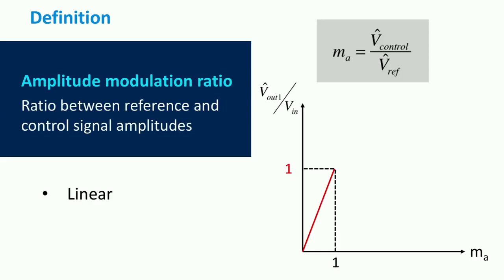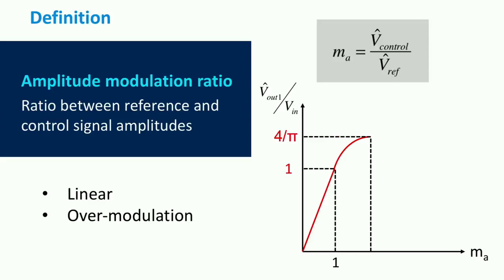This mode of operation extends up to the point where the amplitude of the sine control signal is equal to the sawtooth reference signal. At this point, the inverter enters in the so-called over-modulation region, where the output voltage amplitude continues to increase until a specific value of MA, for which the inverter starts working in a square wave mode. In this mode of operation, the output signal becomes a square wave, and its first harmonic amplitude is 4 over pi times the input voltage amplitude.